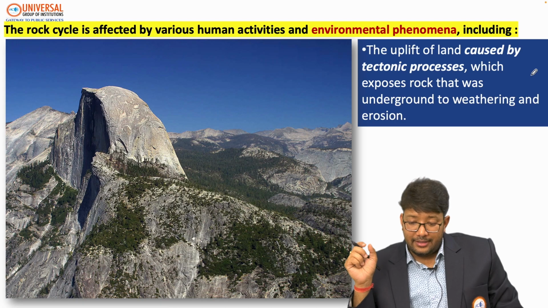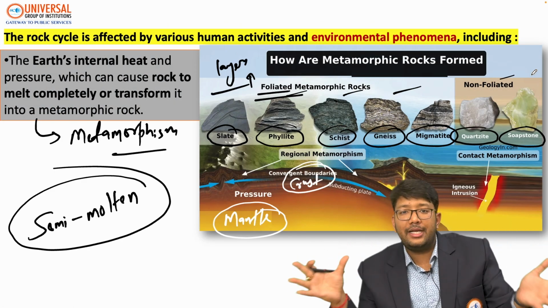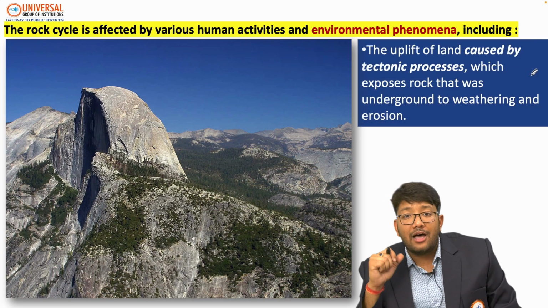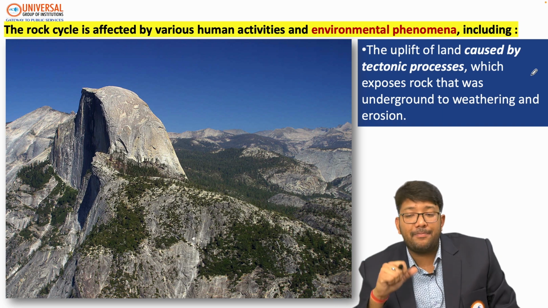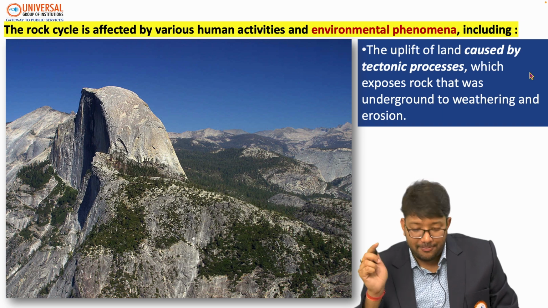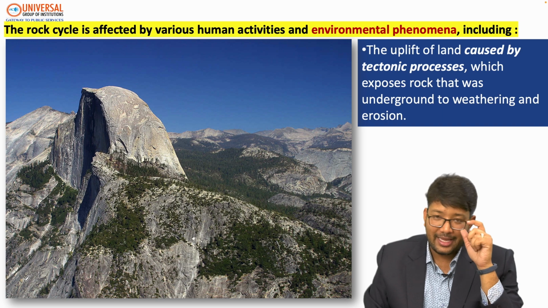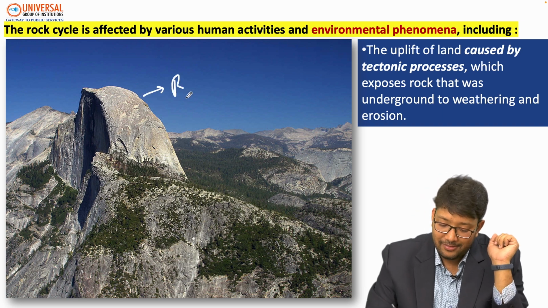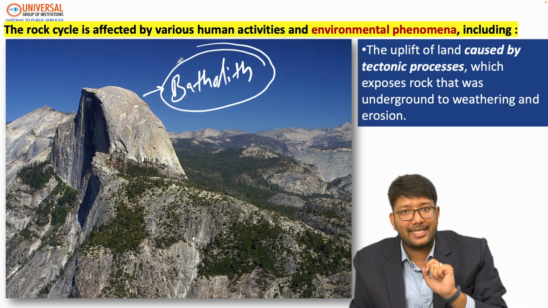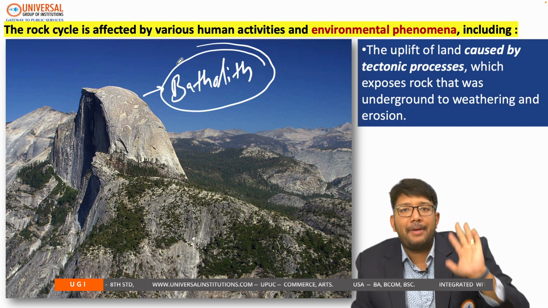Now, so this is the first phenomenon. This is the environmental phenomenon. We don't have any business in that. This is how the rock cycle is impacted. The second impact is the upliftment of land caused by tectonic processes, which exposes rock that was underground to weathering and erosion. It means, now the photo in front of you I have already covered in one class. Can you guess that? The answer is batholith. This is a batholith example. Now if you have watched my video previously, you might know what a batholith is.